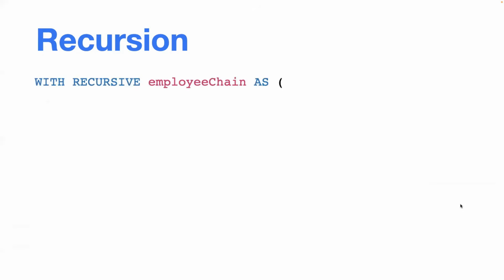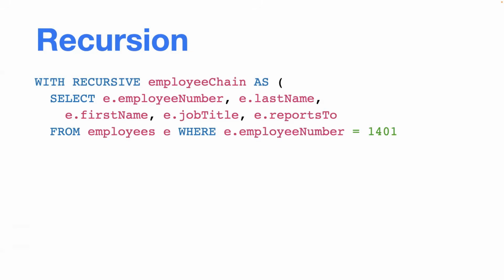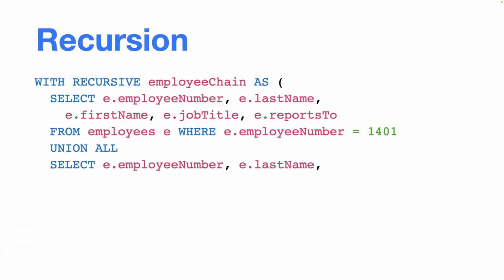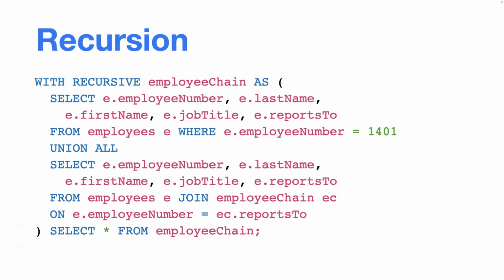So let's take another look at that. We say with recursive employee chain as the initial query, which is to select employee number, last name, first name, job title, and reports to from employees, where the employee number is the given employee number. And then we union that with the recursive query, which selects e.employee number, last name, first name. But this time, employee number isn't 1401. Employee number is matching the reports to value from employee chain itself. And that keeps going till there are reports, and if there are no more reports, then it returns null, and that's when the recursive query ends.